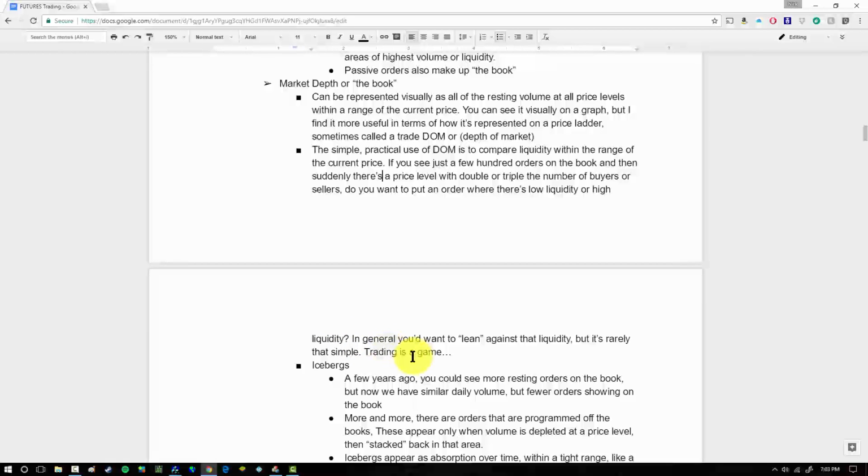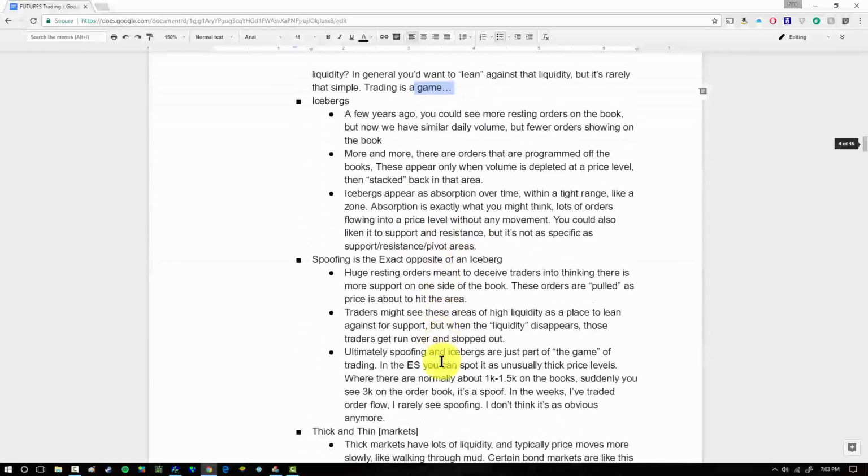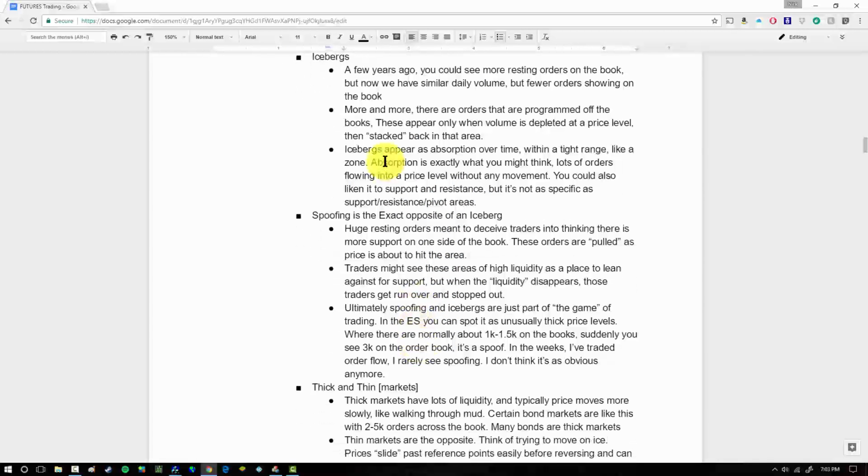Trading is a game, right? So part of these games, there are things called icebergs, right? A few years ago, you could see more resting orders on the books, but now we have similar daily volume, but fewer orders showing on the book. So more and more, there are orders that are programmed off the books. These appear only when volume is depleted at a price level and then stacked back into that area.